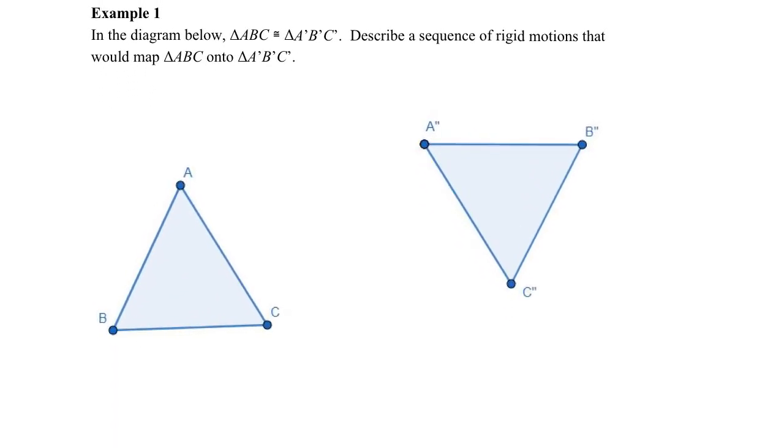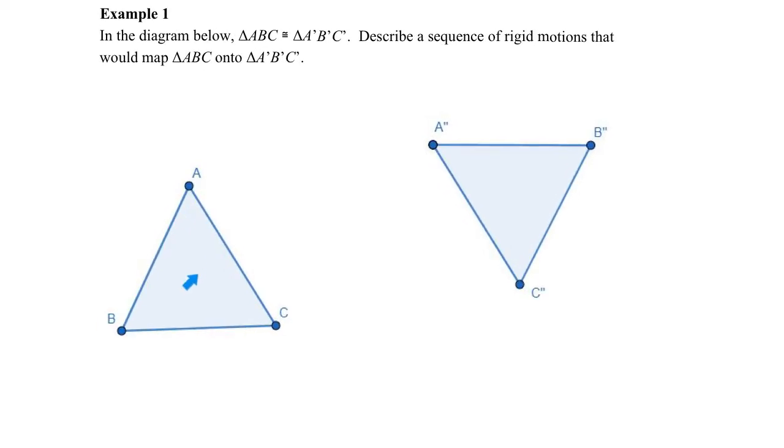So for example, in the diagram below, we have triangle ABC is congruent to triangle A double prime, B double prime, C double prime. Describe the sequence of rigid motions that would map this triangle onto this one. What I recommend here is, if there's a translation to be done, I always recommend that you do that first.